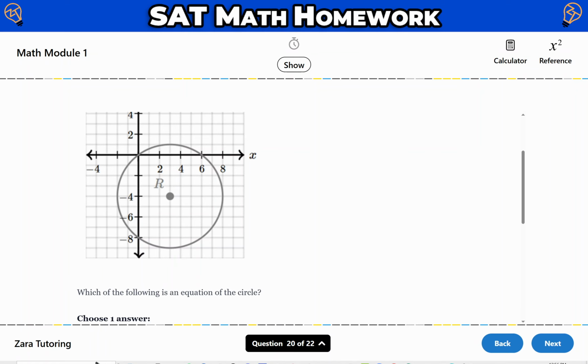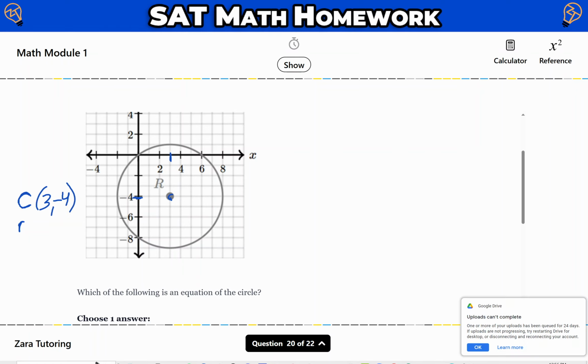And the two characteristics that are the most critical are the center and the radius. So let's go ahead and determine those two things. The center we can see is at 3 comma -4. So I'll put that right here. And then the radius is the distance.